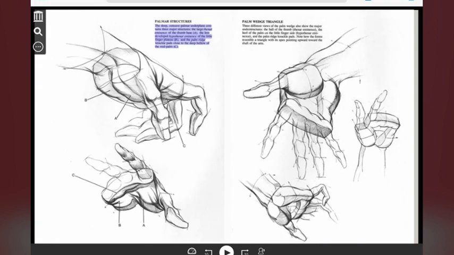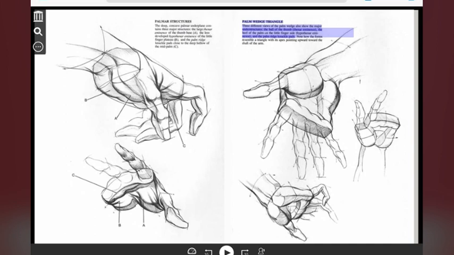The deep, concave palmar underplane contains three major structures: the large thenar eminence of the thumb base, A, the less developed hypothenar eminence of the little finger plateau, B, and the palm ridge knuckle pads close to the deep hollow of the mid-palm, C. Palm wedge triangle.